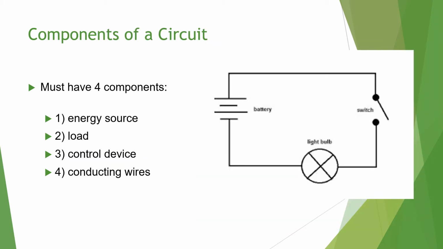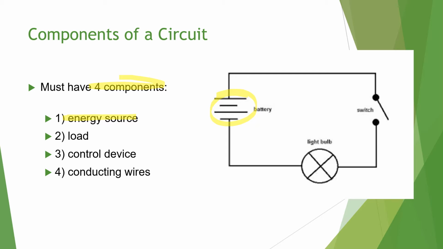Okay, very important components of a circuit. Every circuit must have these 4 main components. Number 1 is the energy source. In this case, the battery here represents the energy source. This actually happens to be specifically a 2-cell energy source. A battery is made up of 2 or more cells.